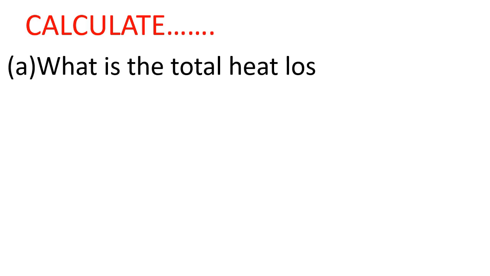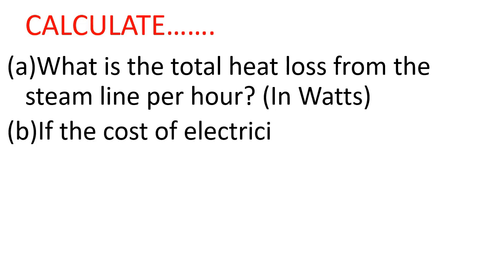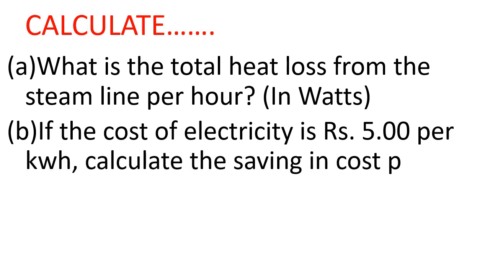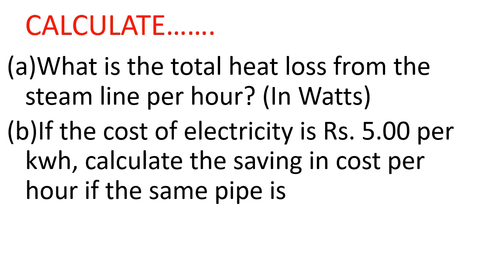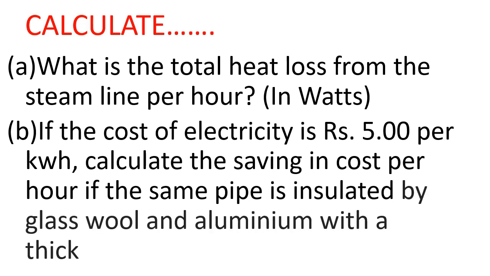Now we want to calculate the total heat loss from the steam line per hour. We calculate it in watts, and if the cost of electricity is rupees 5 per kilowatt hour, calculate the saving in cost per hour if the same pipe is insulated by glass wool and aluminium with a thickness of 50 mm. These two things we have to calculate.